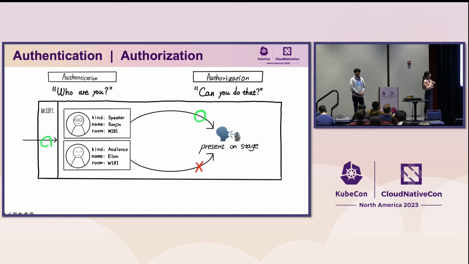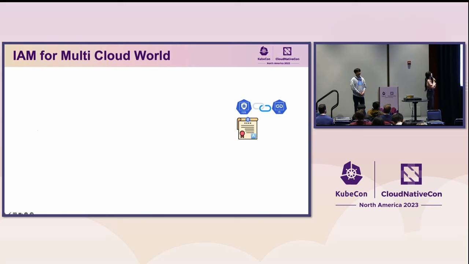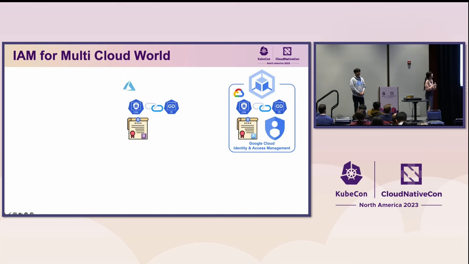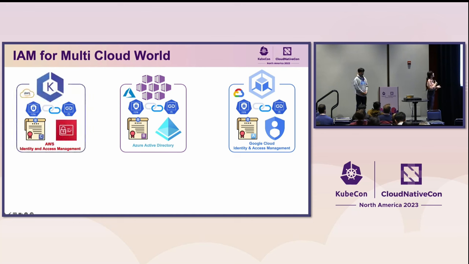Now, let's expand to the real Kubernetes world. In Kubernetes, authentication is certificate, and authorization is RBAC by role and role binding. This concept of IAM is not only used in vanilla Kubernetes. This concept is used in even managed Kubernetes services, such as GKE IAM, and AKS IAM, and EKS IAM. If you have a multi-cloud environment, therefore, those silo situations could be solved by Keycloak.